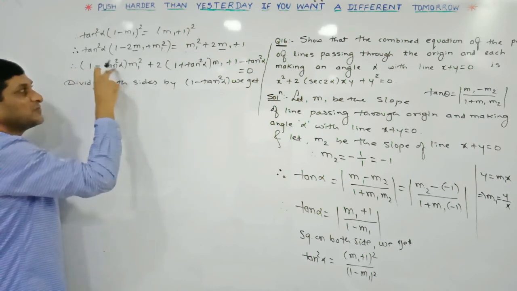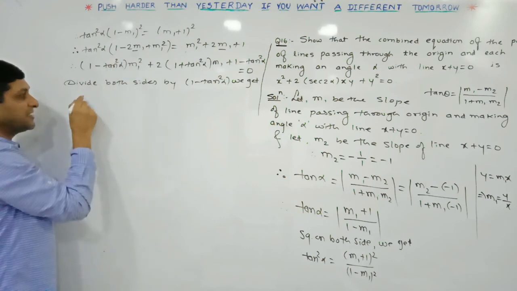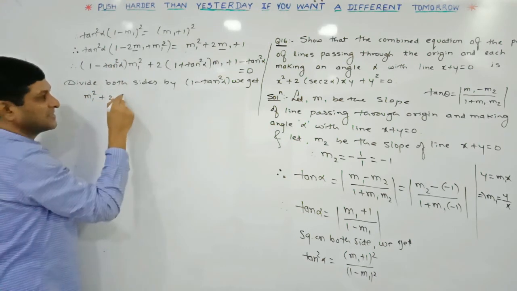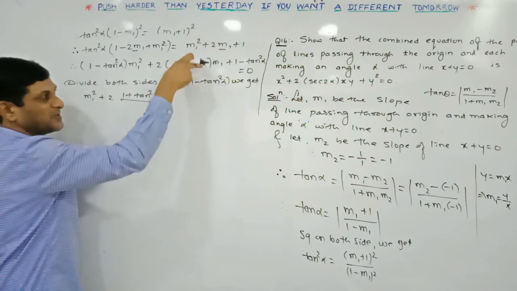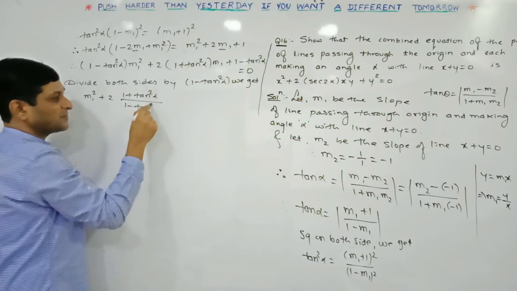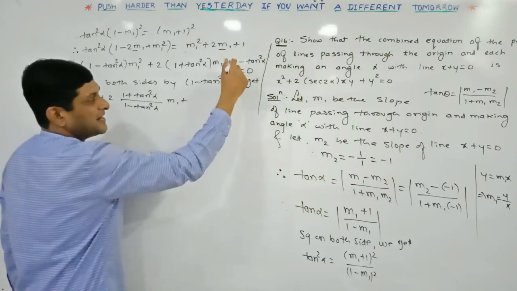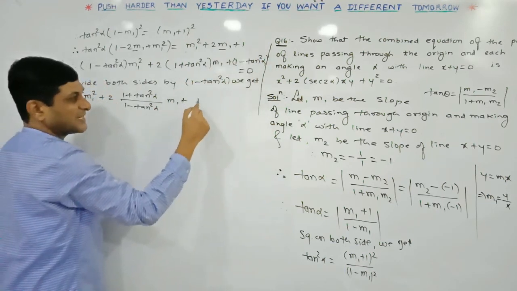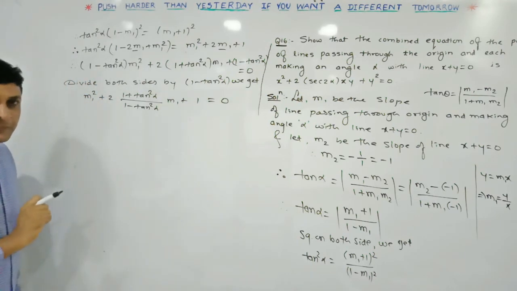If we divide the first term by 1 minus tan square alpha, 1 minus tan square alpha will get cancelled here. The remaining term is m1 square plus 2, keep it as it is. If I divide the second term by 1 minus tan square alpha, here we will get (1 plus tan square alpha) upon (1 minus tan square alpha). Keep this m1 as it is. And lastly, if we divide the last term by 1 minus tan square alpha, these two terms will get cancelled, and here we will get 1, on this side 0, keep it as it is.